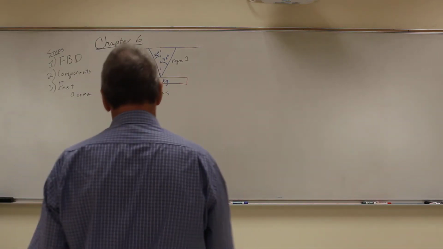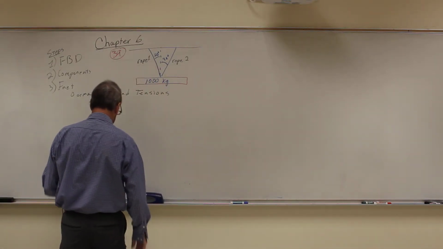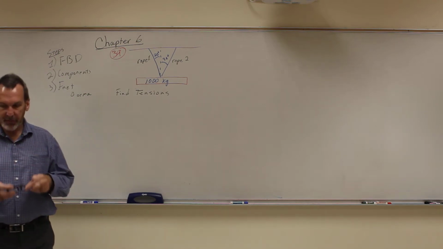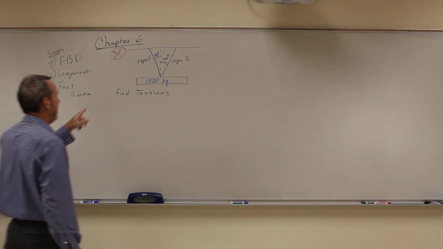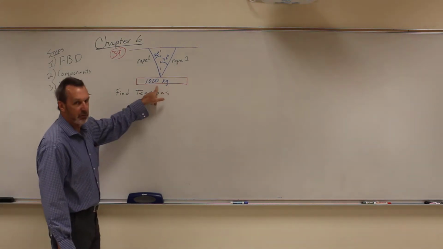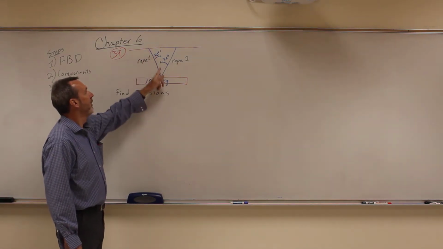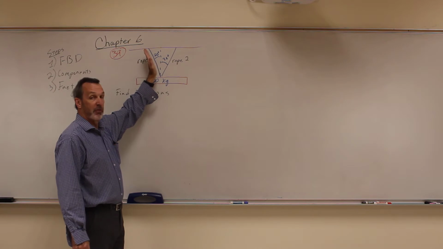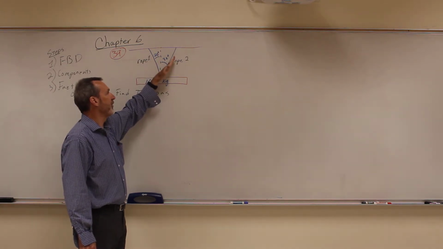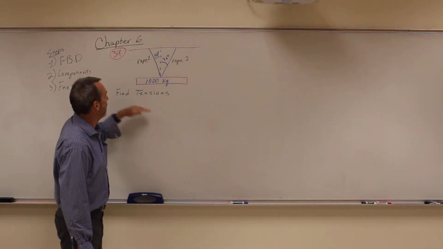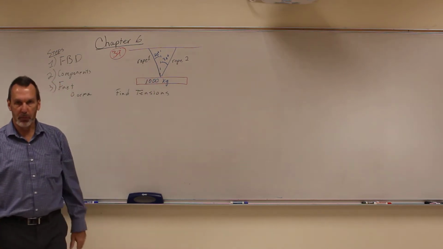All right, we're going to do number 39 from chapter 6. In this case, we have a 1,000 kilogram beam, or what we would say 1 metric ton, hanging by 2 ropes. One that's 20 degrees off from vertical, one that's 30 degrees off from vertical. And we want to find the tensions in each of those ropes.